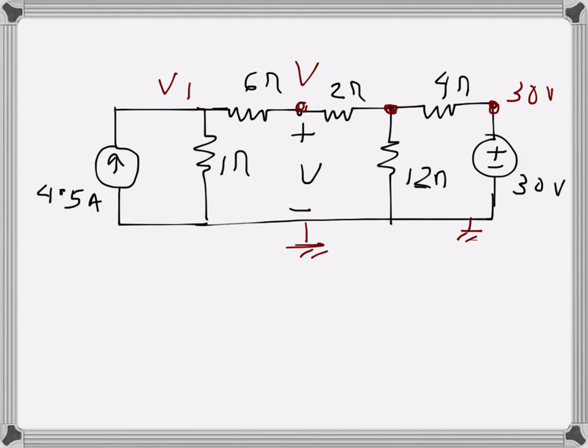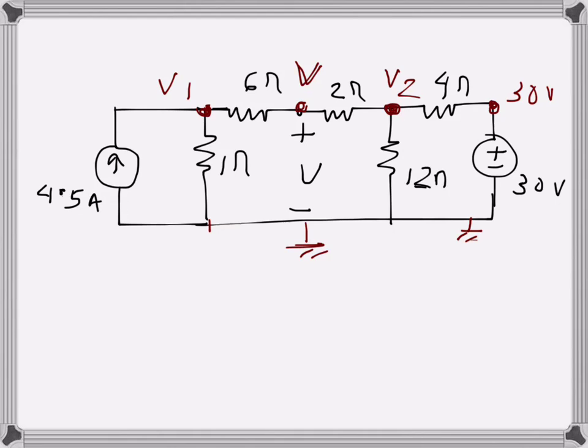So this is another node, and let's call this one V2. So we have three nodes here, and this becomes a node because we need to find that voltage. First I will write the KCL for maybe this node V1. So I can see this one here is an entering current 4.5.